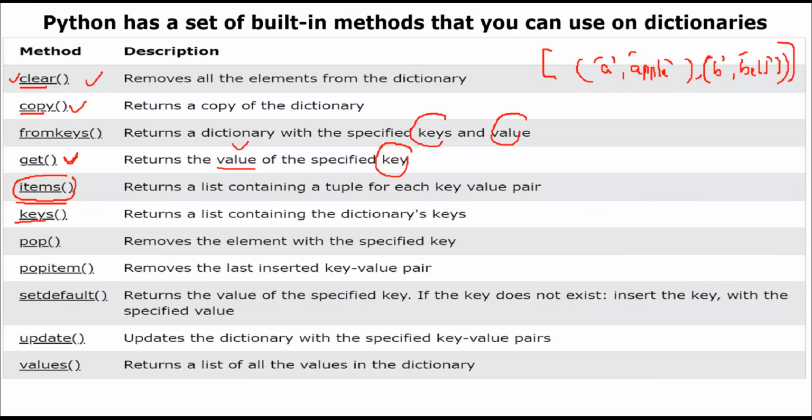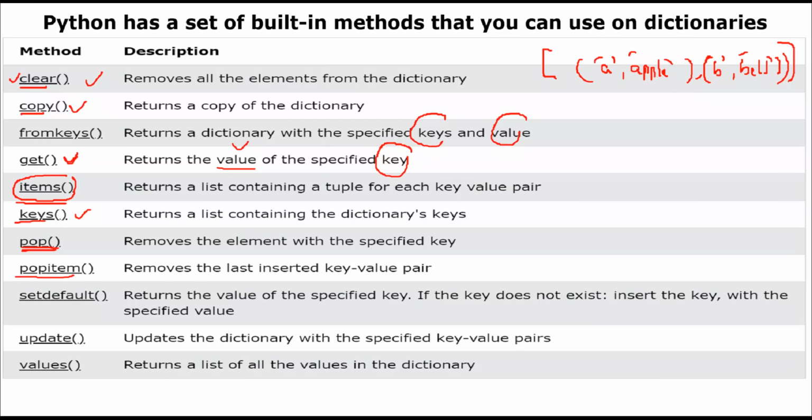Keys. If you want only keys, then you can use the method keys, which returns a list containing the dictionary keys. If you want to remove an element with a specified key, then you can use the pop method. Pop is a method which removes the element with a specified key. First of all, you should give a specified key. With the help of the key only, you can retrieve an element, or delete an element, or pop an element from the dictionary.